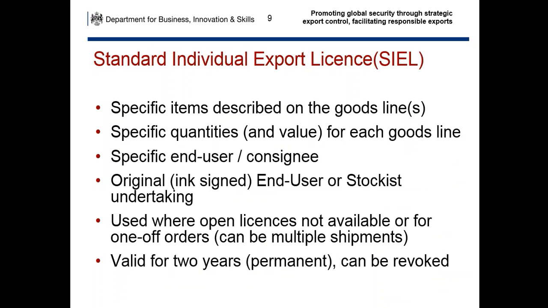We're going to go for a standard individual export license. As Claire mentioned at the beginning, we covered all the licenses in our previous webinar. The standard individual export license is a specific license when open licenses are not available. This will be the type of license you will need to apply for. It is for specific goods, specific quantities, and a specific end user. There are also requirements for other documents to be uploaded, which I will deal with later on in this webinar. A standard individual license lasts for 2 years. If you apply for a temporary license, it only lasts for 1 year, but it can be revoked at any time. Next slide, please.